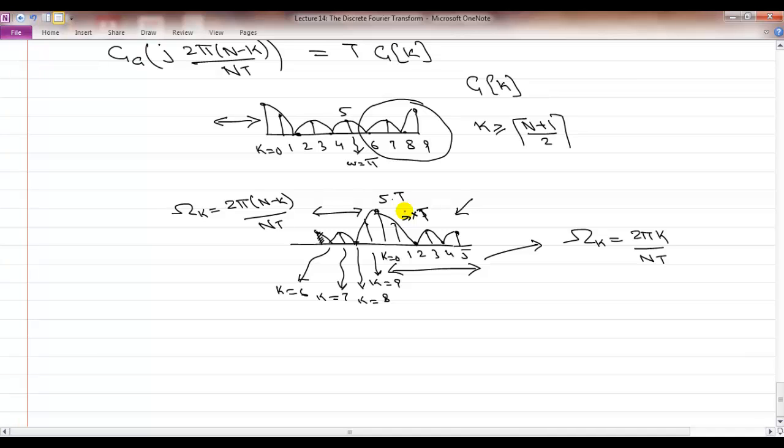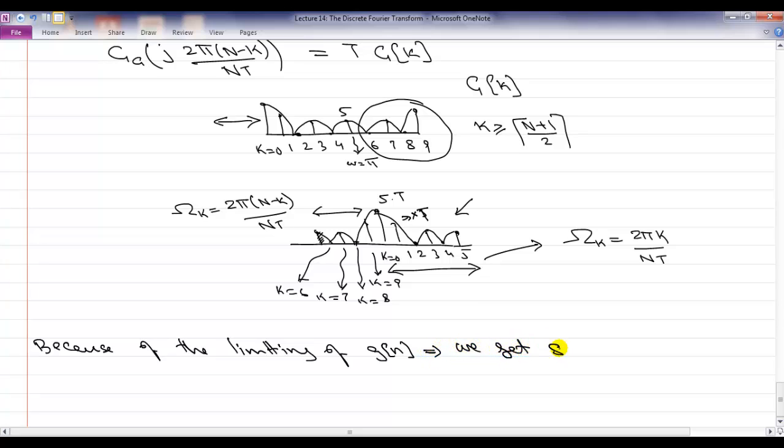There are some imperfections involved, as I said earlier, because of the fact that you are limiting your sequence to a finite duration. So because of the limiting of g[n], we get what's called spectral leakage, which means that whatever plot we take a look at is not really the exact plot of the reality, but we try to make it as close as we can.